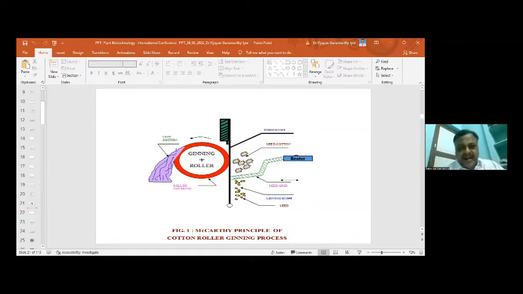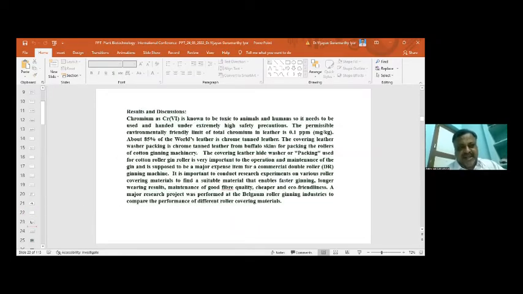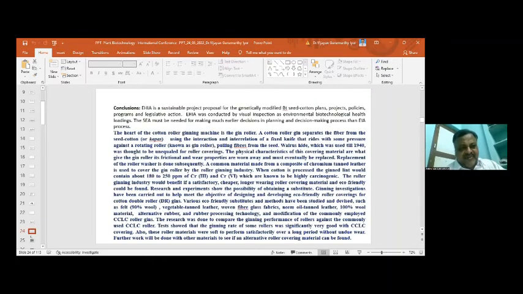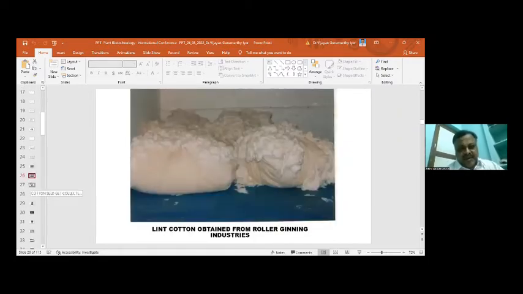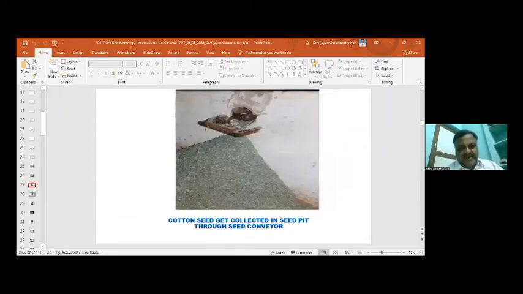Lint cotton contains the toxicological load, that is the excretion of the bacteria, the BT load, and this toxicological load is 90% in the lint cotton. And chromium is also observed in the cotton roller ginning process in our country, especially in our cotton ginning industries, which use double roller ginning machines. The chromium adsorbed has large effects. So this is a double roller gin, showing how the ginning takes place. This is the lint cotton, and this is the seed coming from the machine.